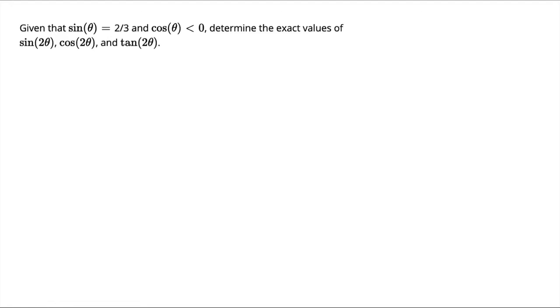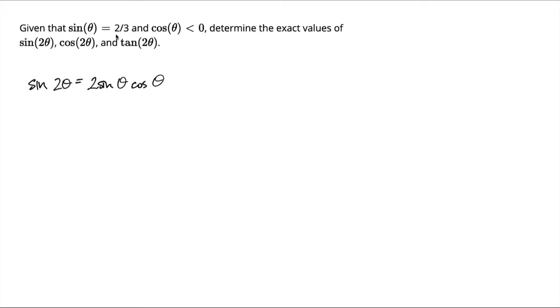Given that sine of theta is equal to 2/3 and cosine of theta is less than 0, determine the exact values of sine of 2 theta, cosine of 2 theta, and tangent of 2 theta. So for these, we're going to be using our double angle identities. Sine of 2 theta is equal to 2 sine of theta cosine of theta.